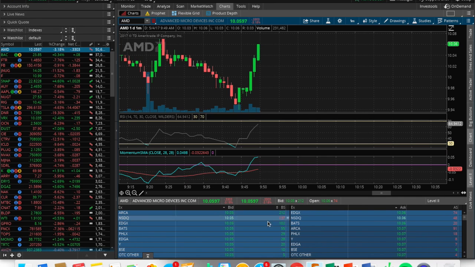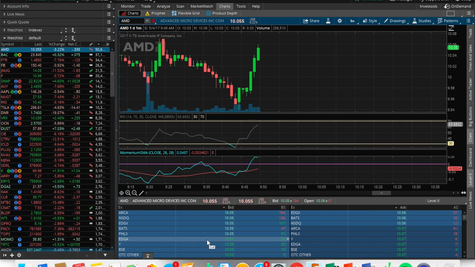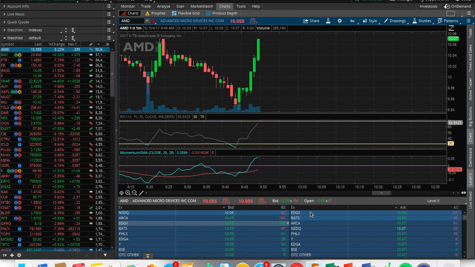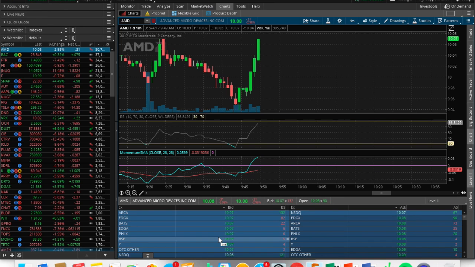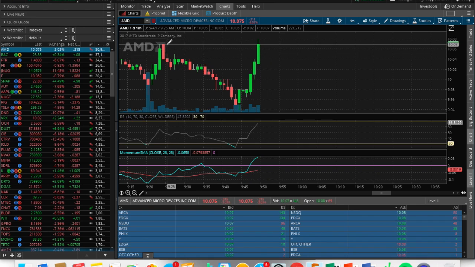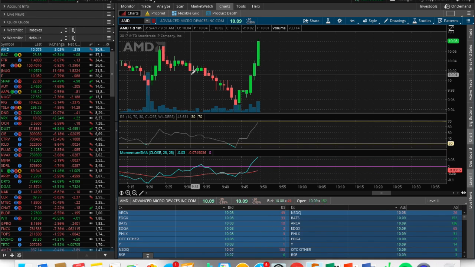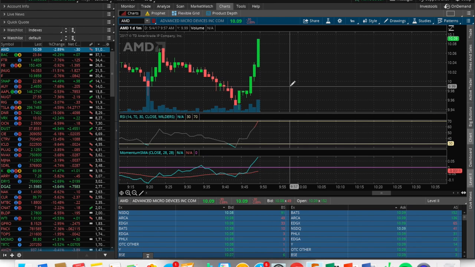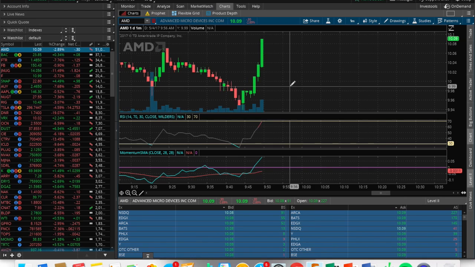So again, you use these different indicators to get a better understanding of where the demand is. If there's more buyers than sellers, then the price is most likely going to go up. If there's more sellers than buyers, the demand isn't really there, and then you'll see the volume slowly start to decrease, and you'll see the stock slowly bleed itself down. So AMD is actually doing pretty well, and it's funny that we're actually catching it on the rise.